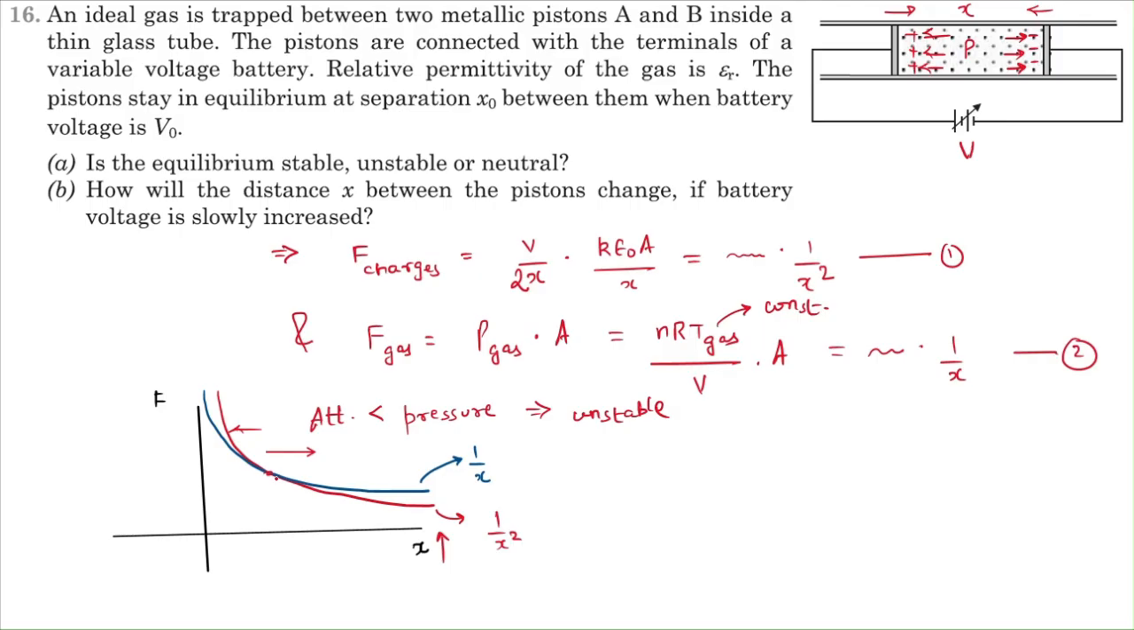Now for the B part, we can easily answer if they are saying that the voltage is slowly increased. Now if the voltage is increased, that means the charge will increase and hence the attraction will increase. So therefore ultimately the plates will try to collapse. So x will ultimately approach 0.